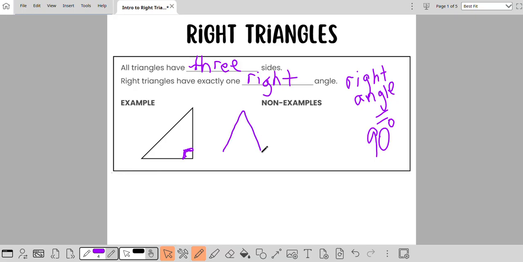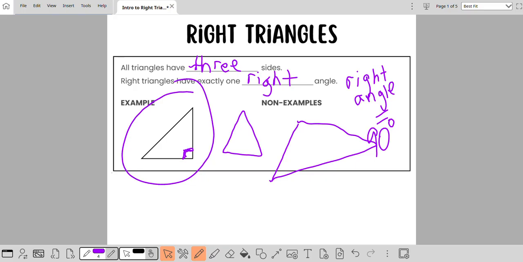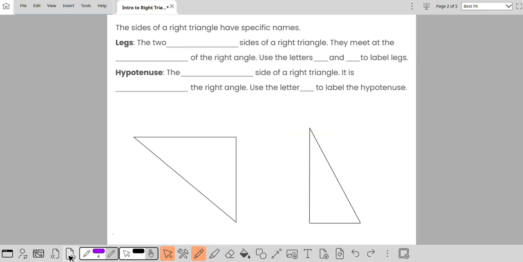Now, if you have something like this that looks like an equilateral triangle where all the sides are the same, nope, none of those angles are 90. Then if you have a triangle that ate too much for dinner like I often do, no 90-degree angles there either. So that is not a right triangle. This is an example of a right triangle. This square in the bottom is what you're looking for, or in the top, depending on where it is, but that means 90 degrees. Okay, so let's go on to the next page.